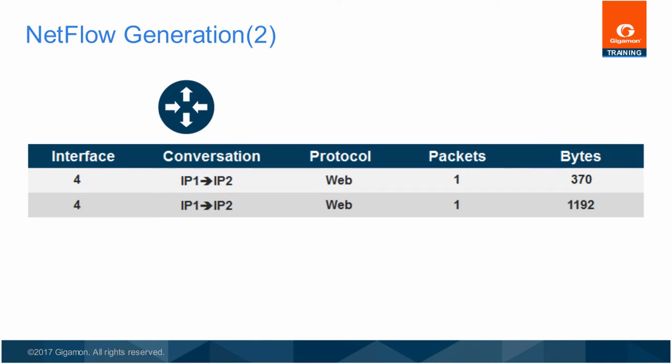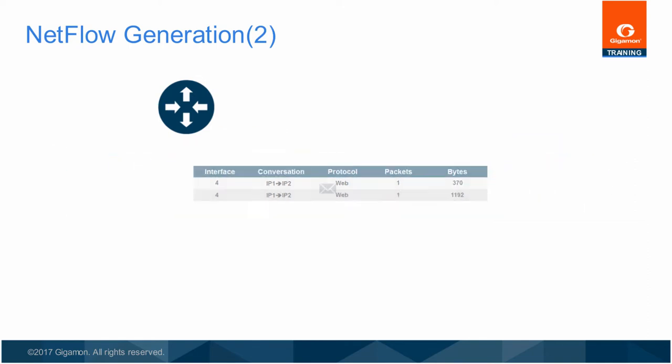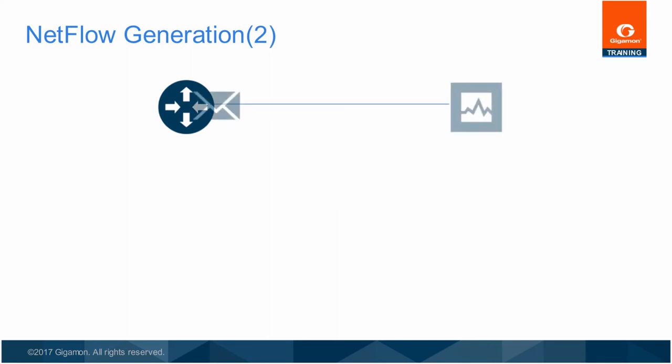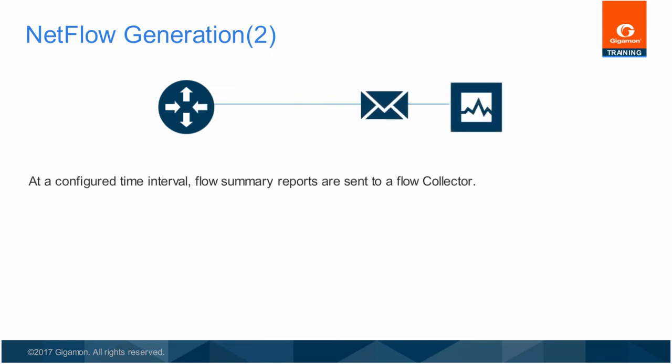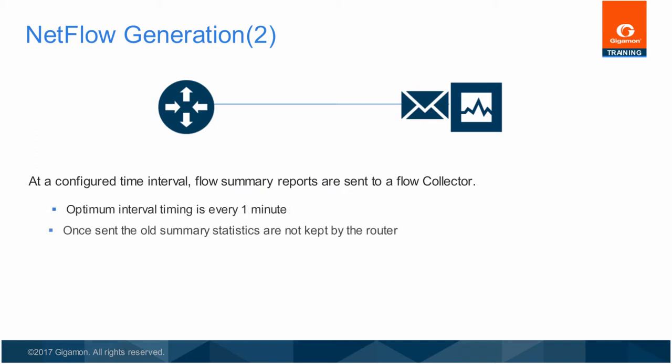A NetFlow-enabled router accumulates summary information continuously as part of the packet forwarding process. At the configured export interval, the router then sends those flow summaries to the NetFlow collector. NetFlow collectors usually want the most granular flow summary interval. 1-minute export intervals is the most common setting. Once sent, there is no reason to keep the old statistics, so the router discards them after sending. Flow summaries are almost always sent as UDP packets. That means that a lost packet is ignored by both the sending router and the receiving NetFlow collector.